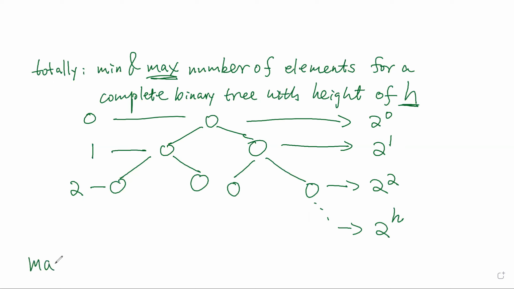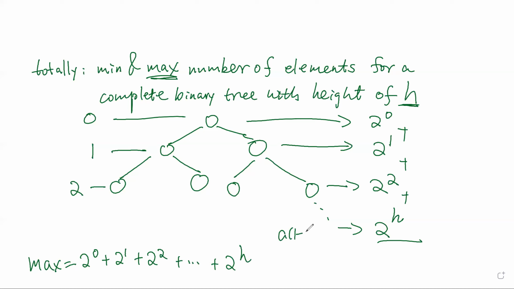So what's going to be the maximum? You need to add all of them together: 2 to the 0 plus 2 to the 1 plus 2 to the 2, all the way to 2 to the h. So it's a summation of a geometric sequence. And I don't remember what the formula is. Is it a1 times 1 minus r to the n over 1 minus r, the geometric sequence?